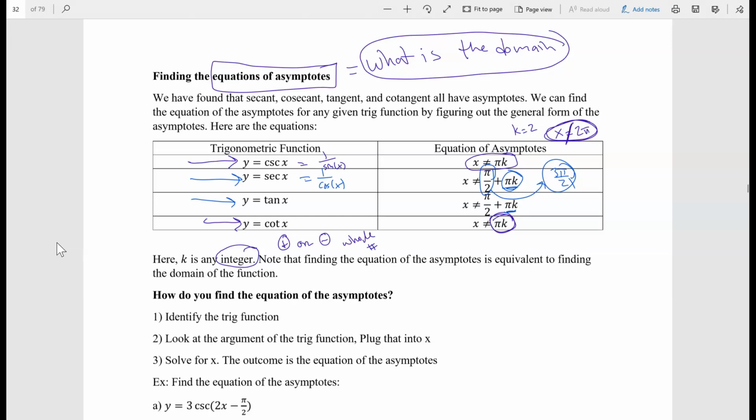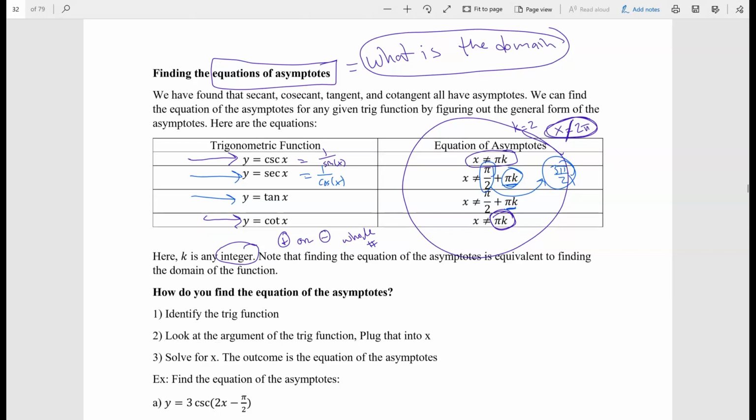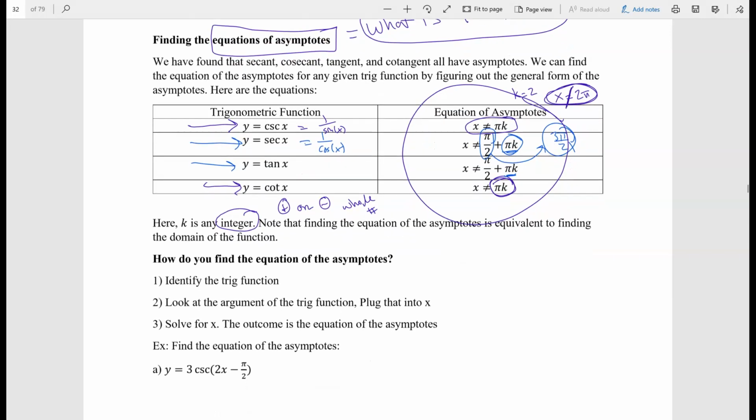So here are the equations. What I really want you to be able to do is know what these equations of the asymptotes are, because we'll be able to figure out the equation of an asymptote for any given trigonometric function. Clearly sine and cosine are not here because there are no equations of asymptotes. Now this is only when you have an x on the inside. What about if you don't have an x on the inside, and you have a phase shift or a vertical shift or something like that? How does that influence the equation of asymptotes?